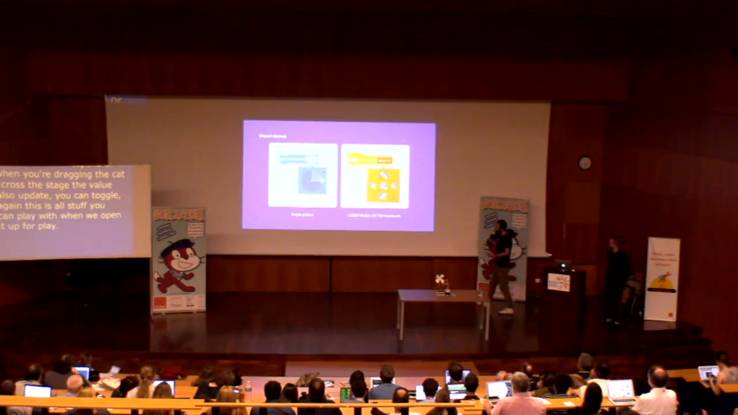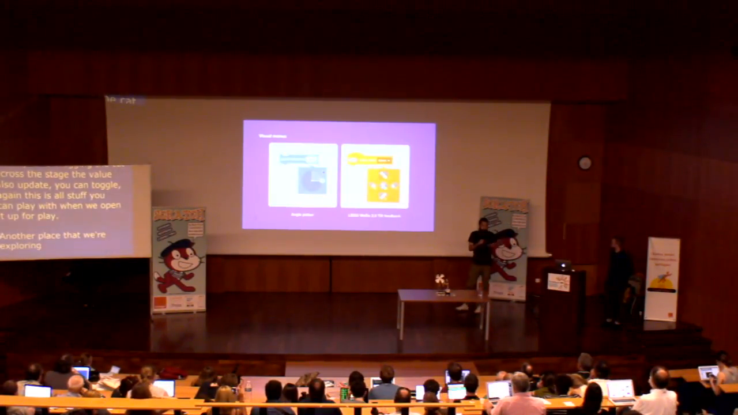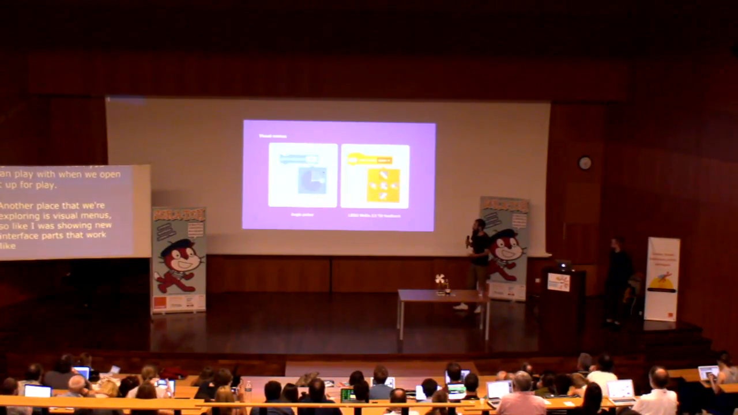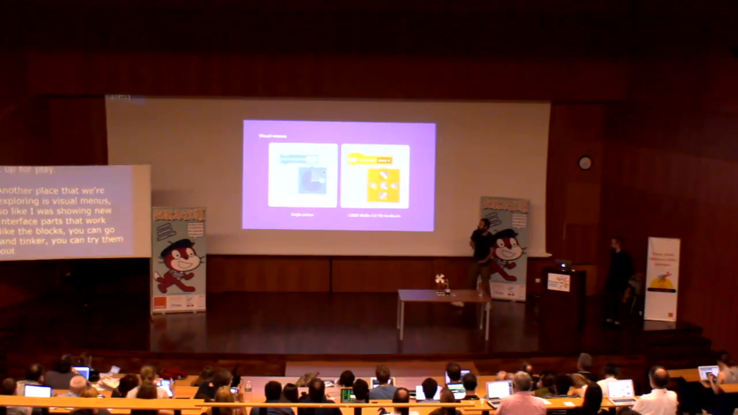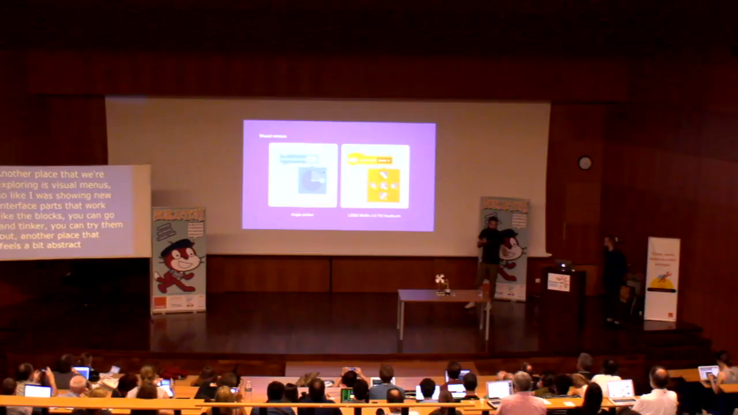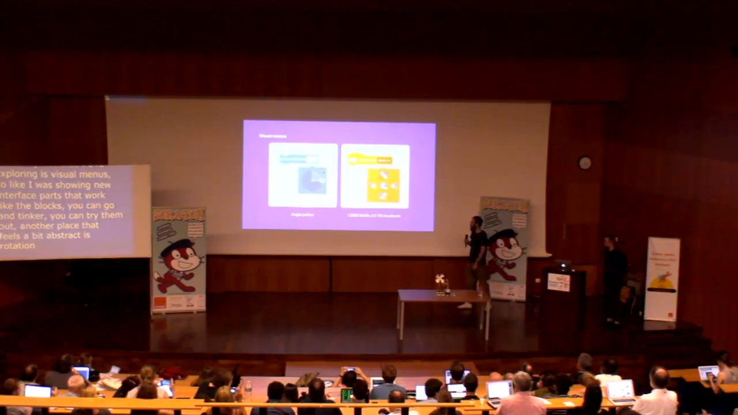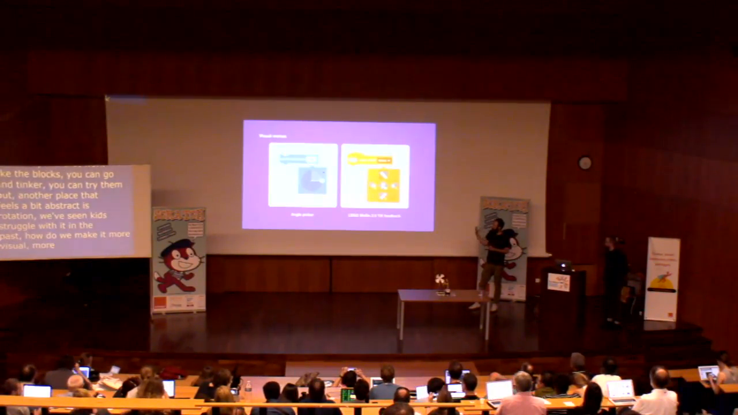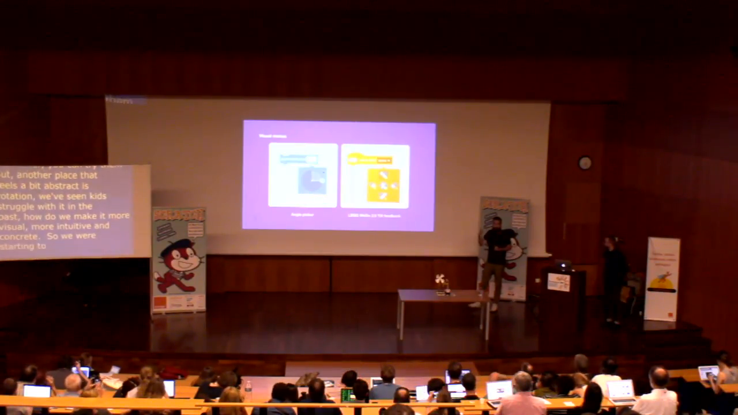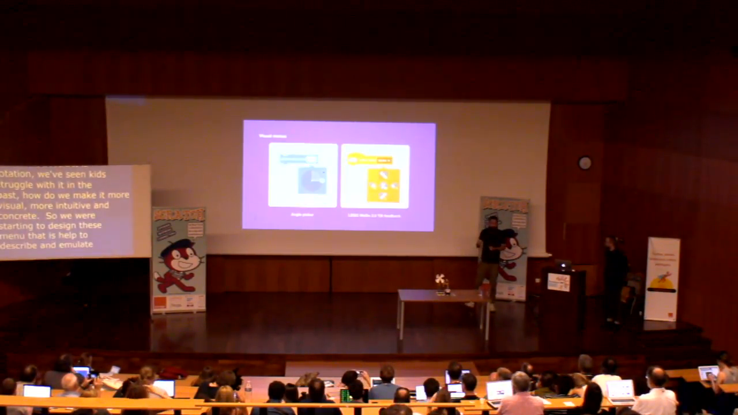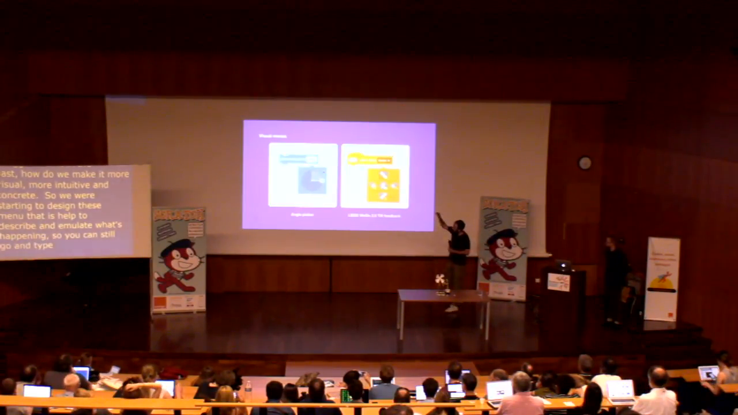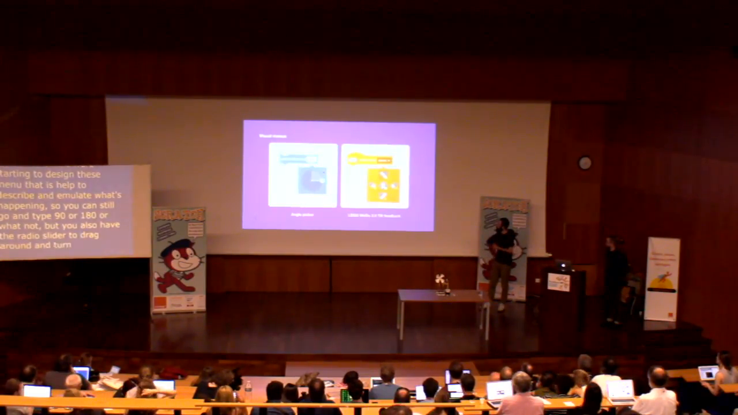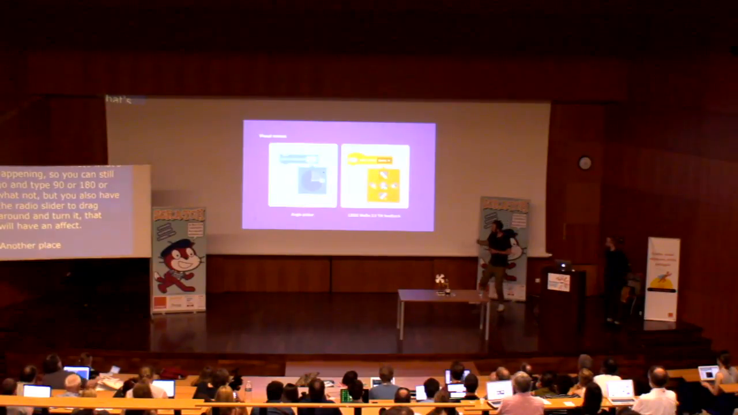Okay, cool. Another place that we're exploring is visual menus. I was showing some new interface parts that work like the blocks. You can go in, you can tinker, and you can try them out. Another place that feels a bit abstract is rotation. That's something that we've seen kids struggle with in the past. How do we make that more visual? How do we make that more intuitive and concrete? So we were starting to design these menus that help to describe or emulate what's actually happening. You can still type 90 or 180 or whatnot, but you also have this radial slider, so you can drag it around and turn it, and that'll have an effect on the sprite itself. Another place that we're exploring is more like iconographic menus.